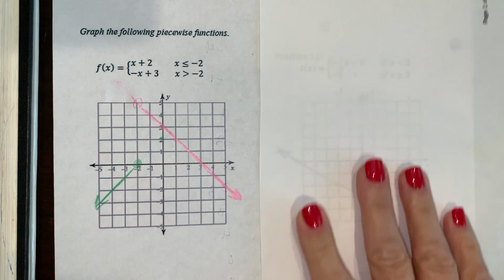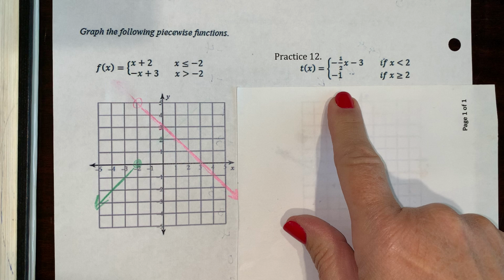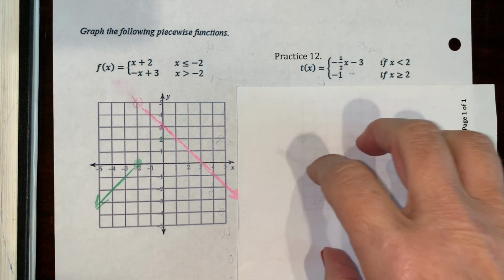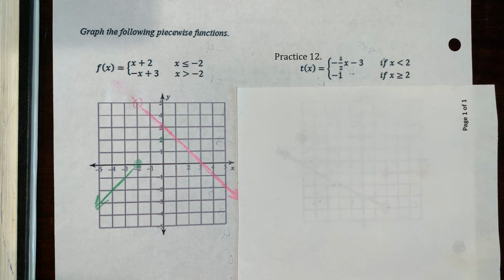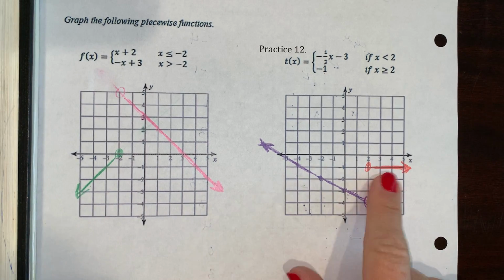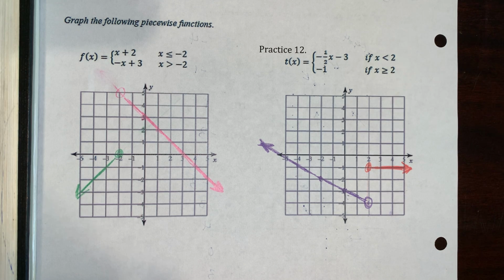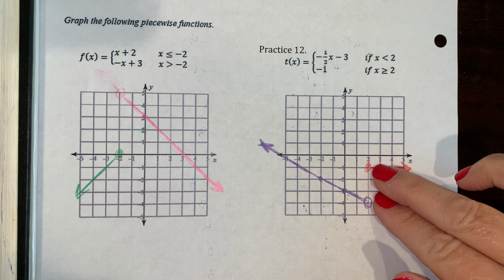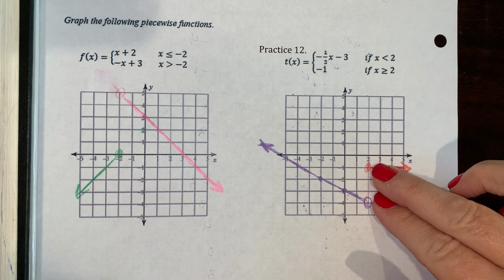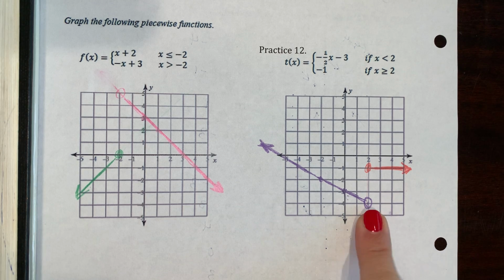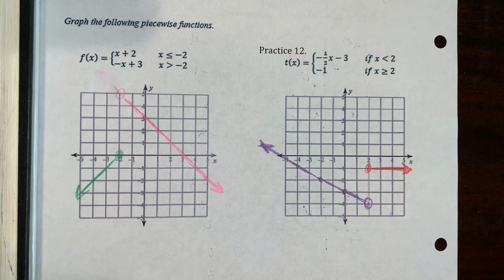All right, so try the same thing with this graph. Pause the video, see if you can get the picture, and then check your work. So I switched to purple and red on this one. And these, the graph changed at the 2. So you just had to determine which one got filled in and which one didn't get filled in. All right.